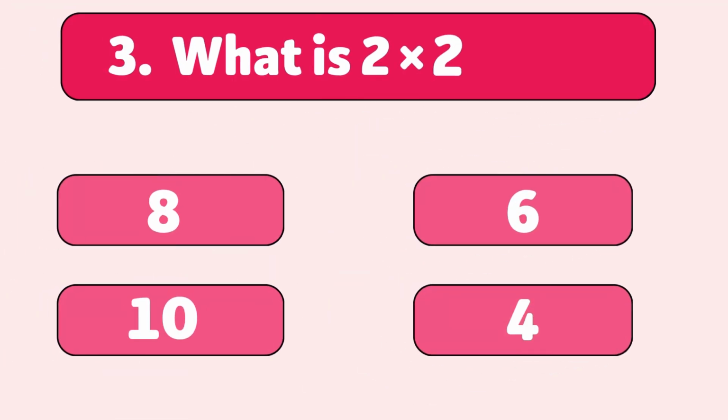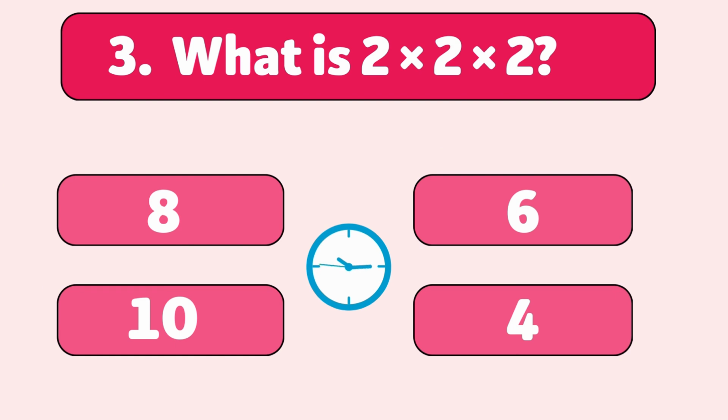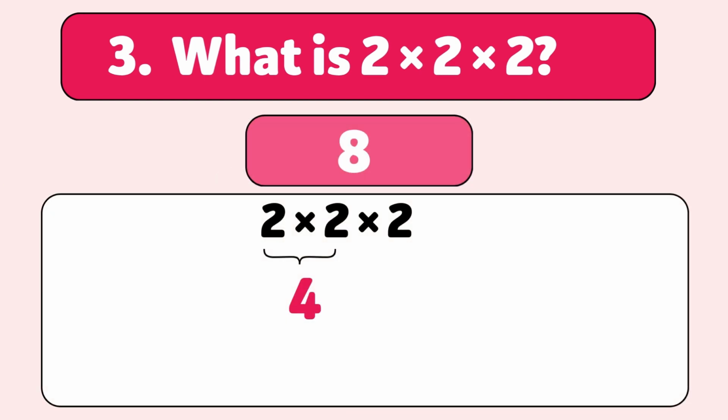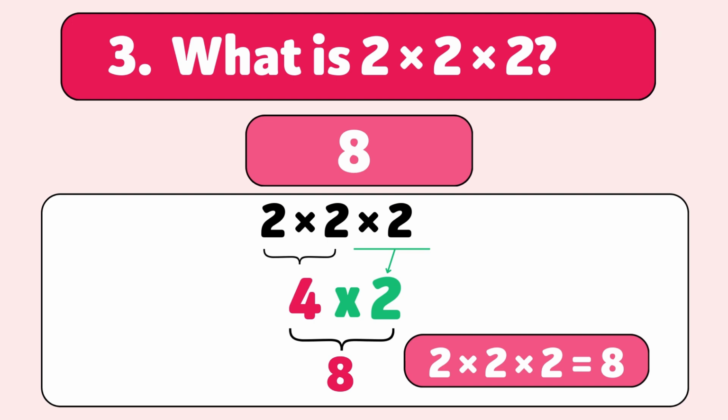What is 2 times 2 times 2? 8. Simply multiply the first two numbers. 2 times 2 equals 4. Then multiply the result by the next number. 4 times 2 equals 8. Therefore, the answer to 2 times 2 times 2 is 8.